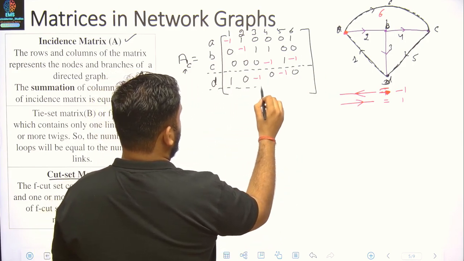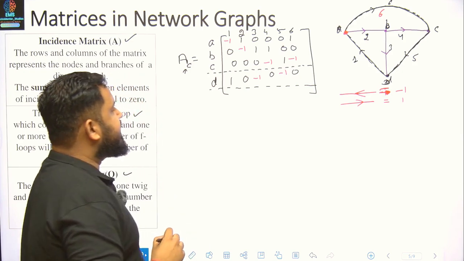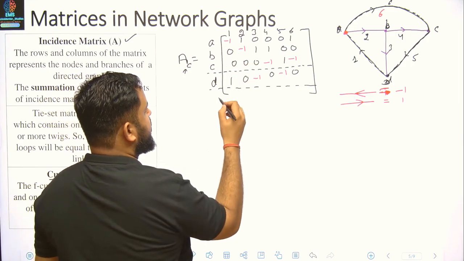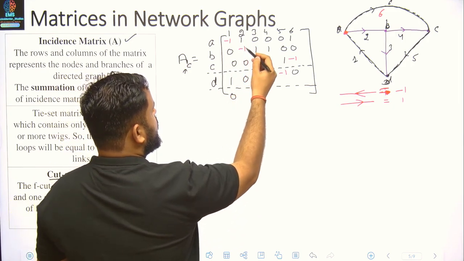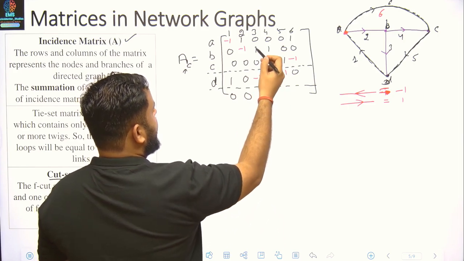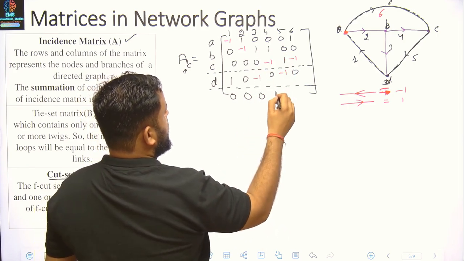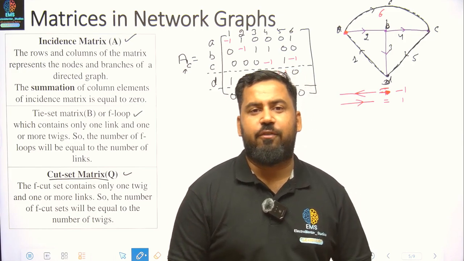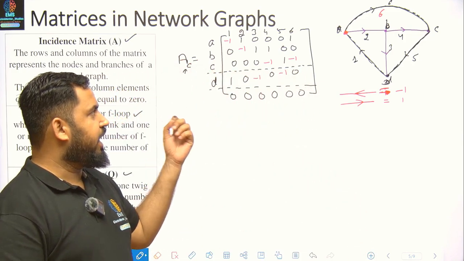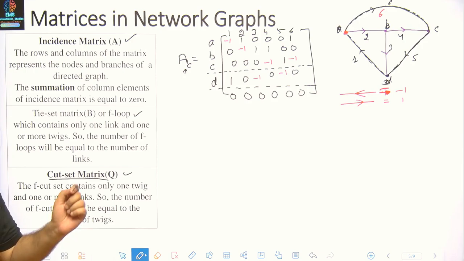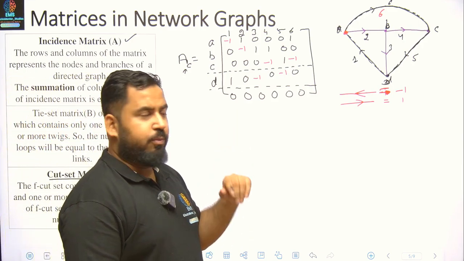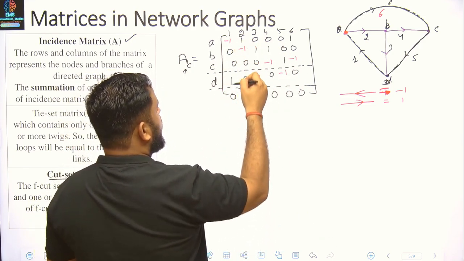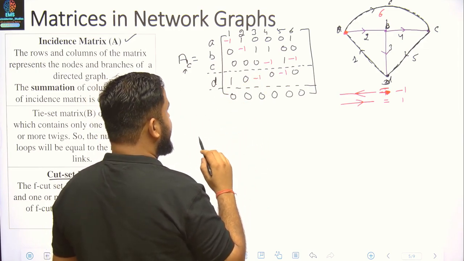Now, I'm just plotting this dotted line. If you see, the sum of each column will be 0. -1 plus 1, 0. -1 plus 1, 0. -1 plus 1, 0, 0, 0, and 0. So take a screenshot of this property of the incident matrix first, so that I can start my work over here. There is a property that the sum of the column will be 0.